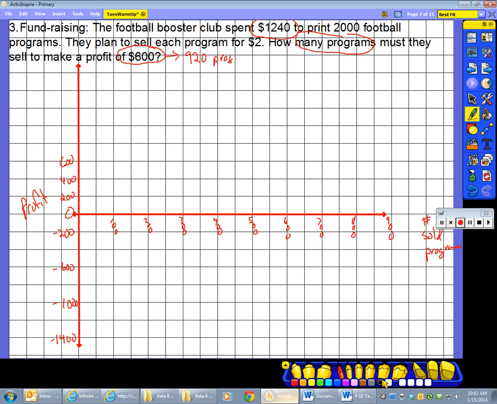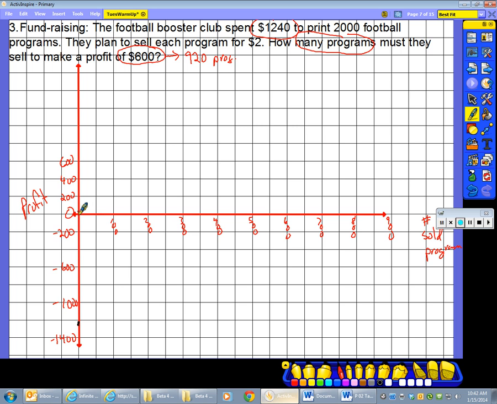If I sell 0 programs, so I'm not going to move it all this way, I'm going to lose $1,240. So I'm going to go down to this, which would be 1,200. Negative 1,240 would be just barely below it. Real close to 1,200, so about right there.